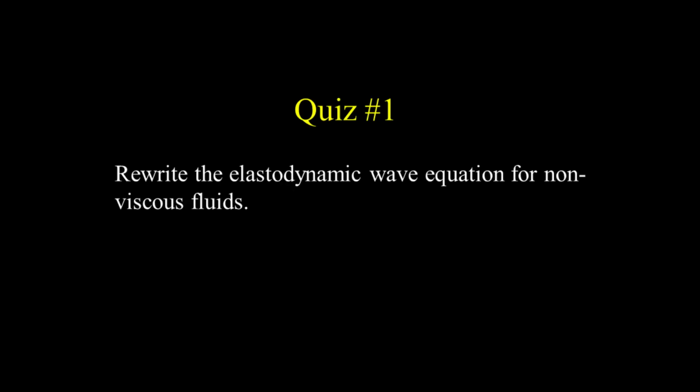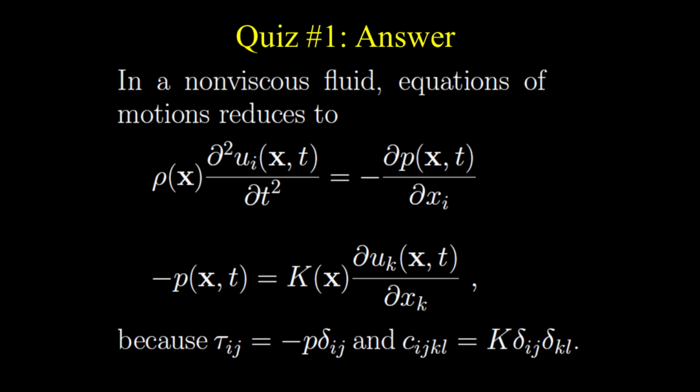Now it's time for a quiz. Rewrite the elastodynamic wave equation for non-viscous fluids. The answer to the question posed in the previous slide is as follows. We simply have to use the fact that tau ij is equal to negative pressure times the Kronecker delta ij, and the stiffnesses reduce to the bulk modulus only.